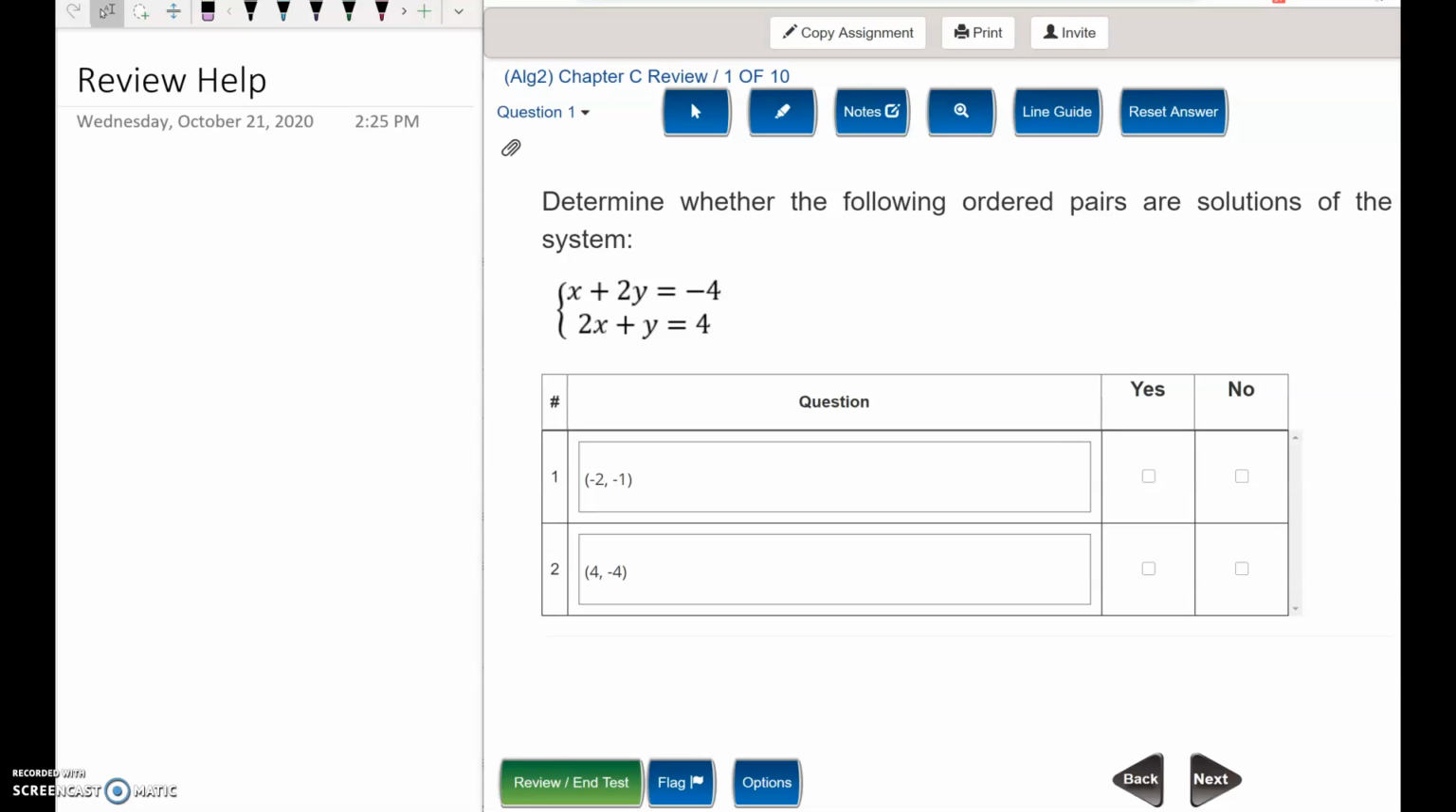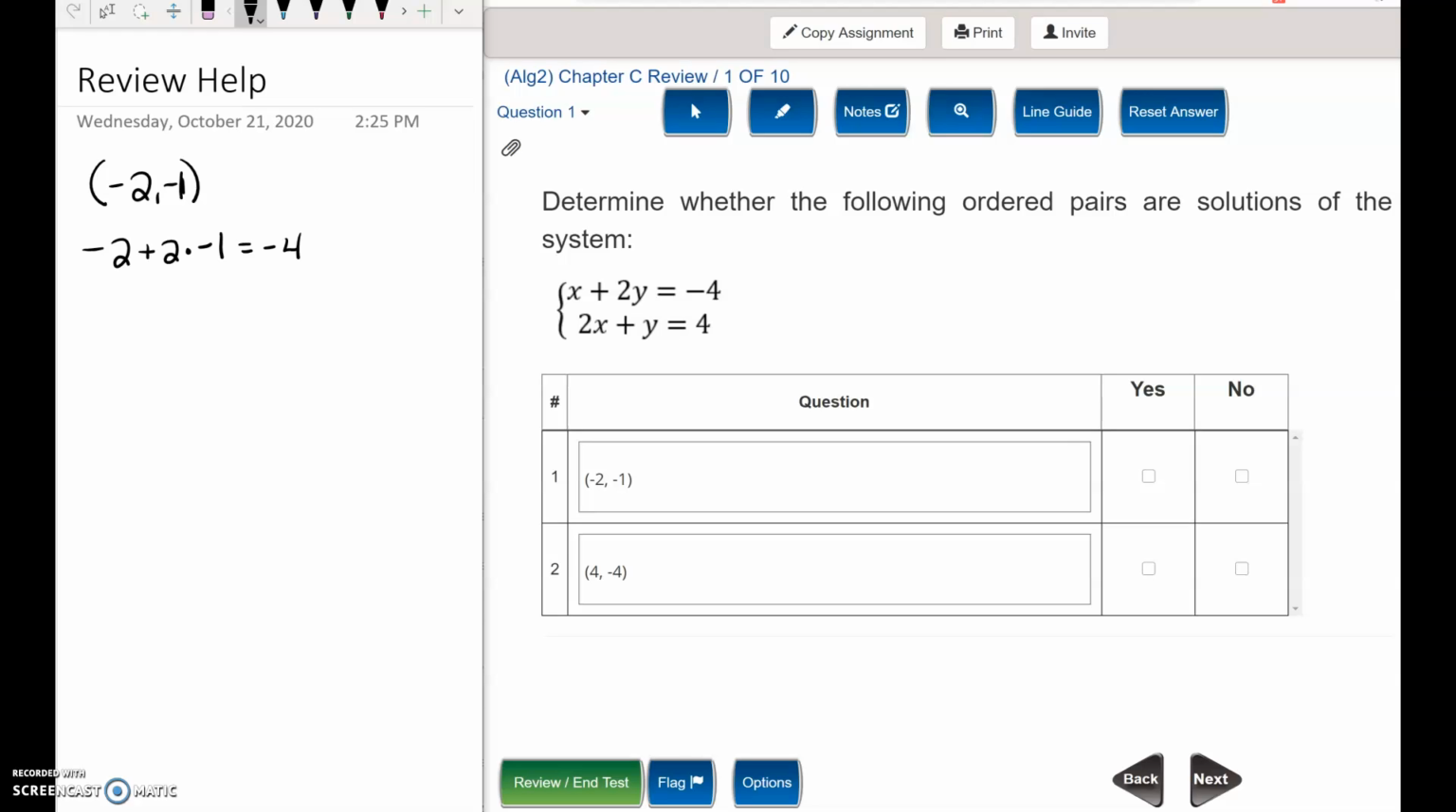On this first problem, we are determining whether the ordered pairs are solutions. We have to plug the x and y from the ordered pair into both equations. So first I'm going to do the point (-2, -1). If I plug that into the first equation, we have -2 plus 2 times -1, and we want to know if that will indeed equal the -4.